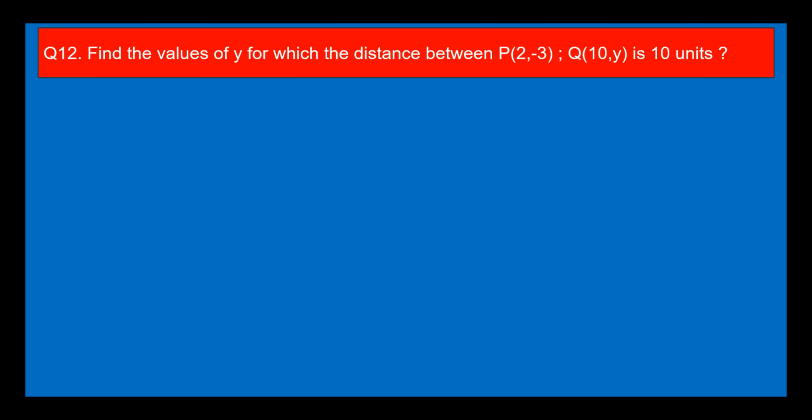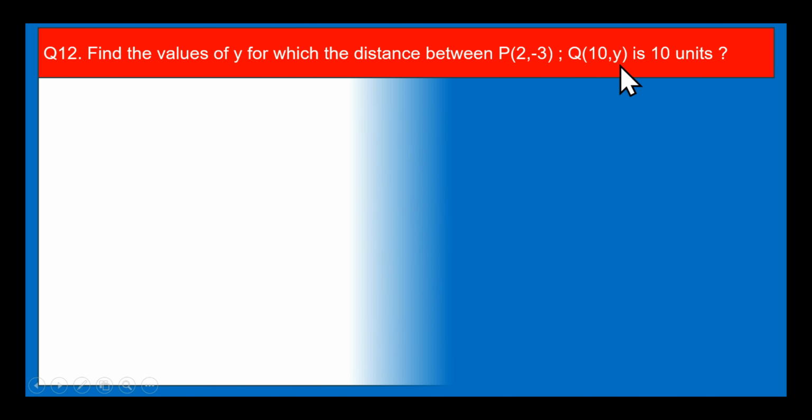Here is the question. Find the values of y for which the distance between the point P (2, -3) and the point Q (10, y) is 10 units. I shall repeat the question. Here it is given that the distance between these two points P and Q is equal to 10 units. Then you have to find the value of this missing y coordinate.